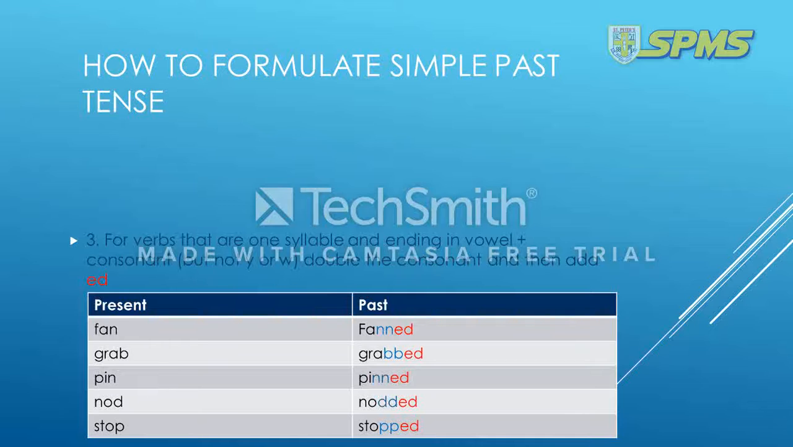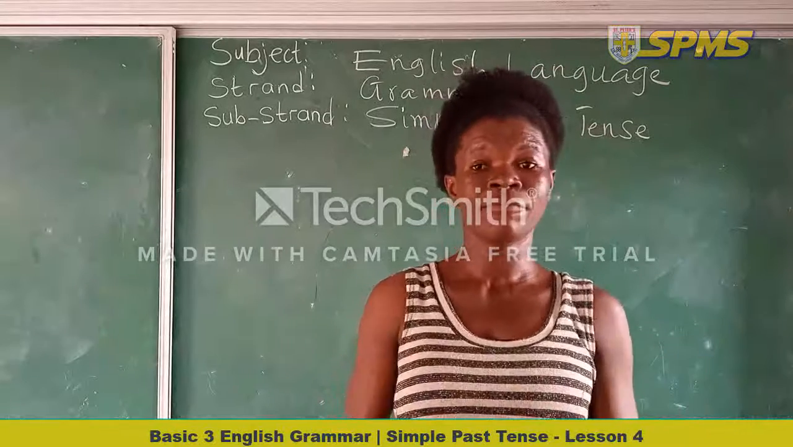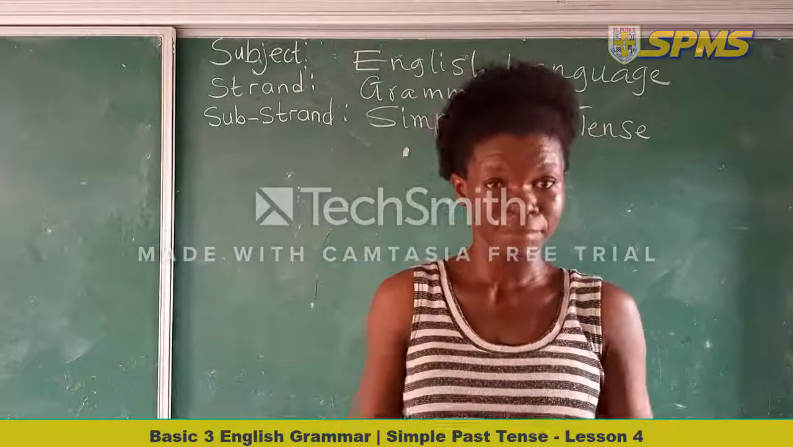For example, fun. We double the N, which is the consonant, and we add ED. Grabbed. We double the B and we add ED. Pin. Nodded. Good. For some other verbs, we only add ED without doing anything to the verbs.